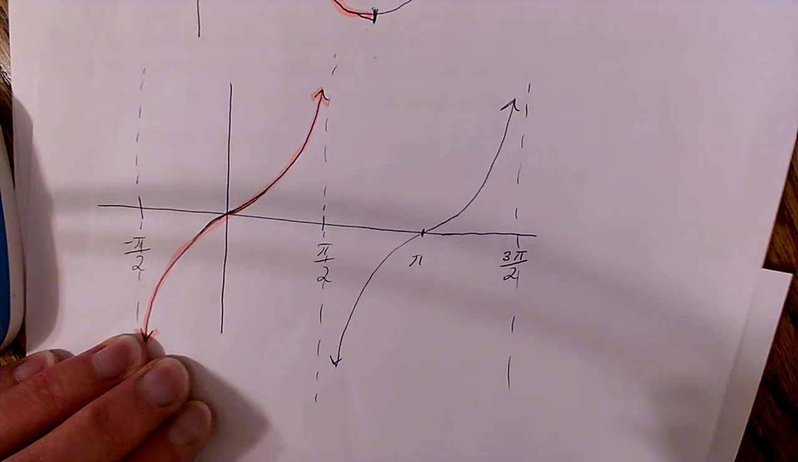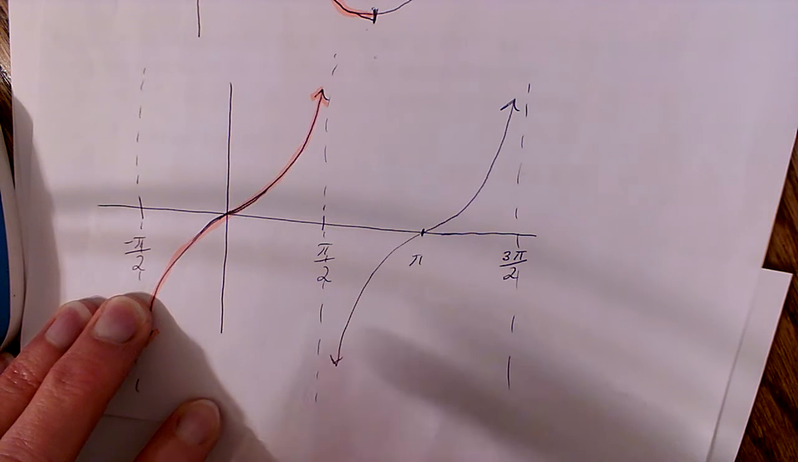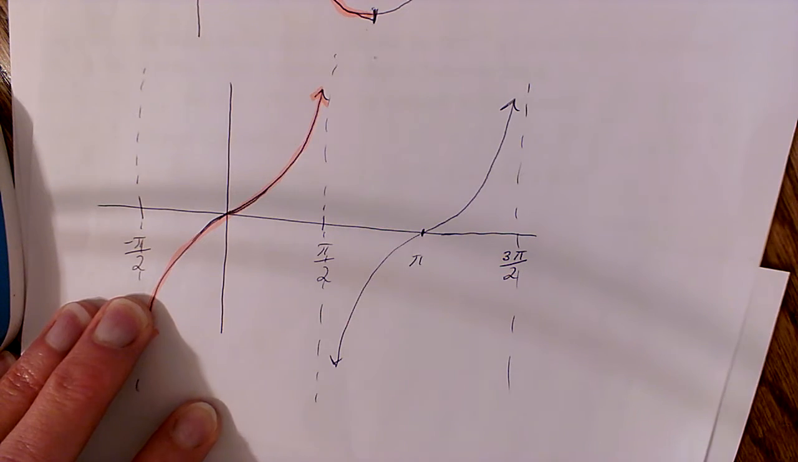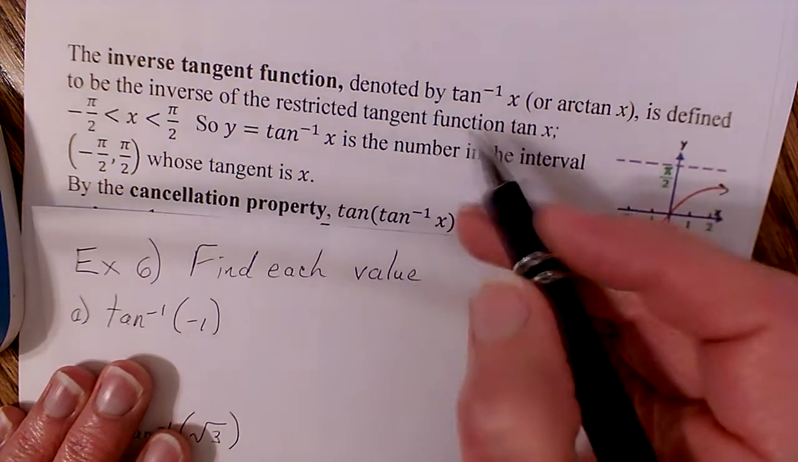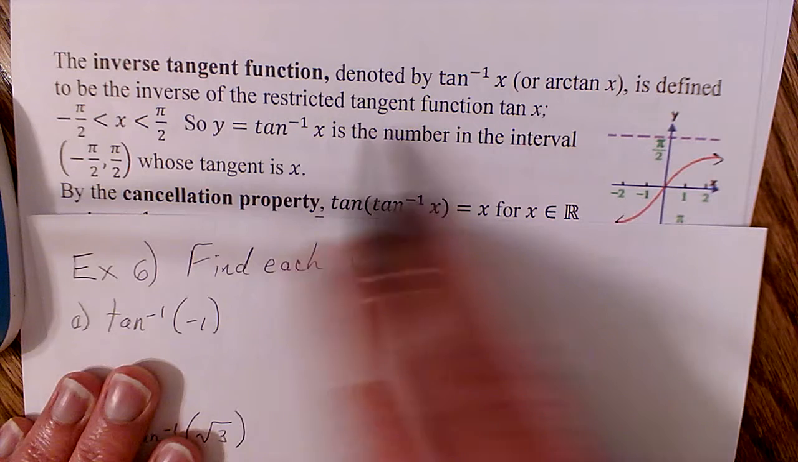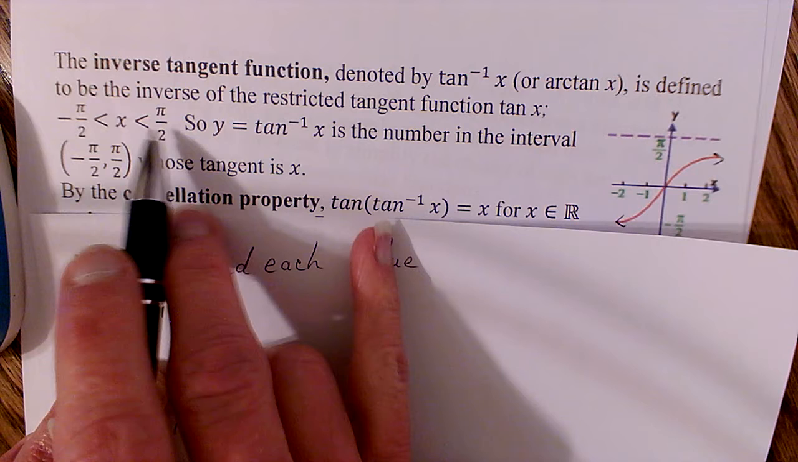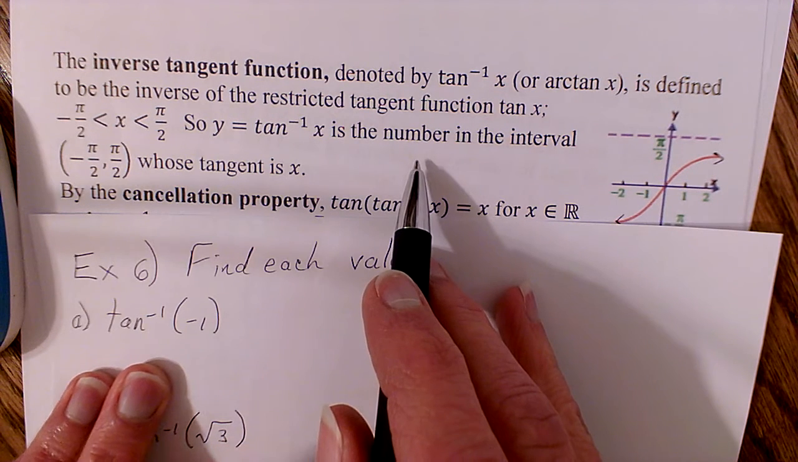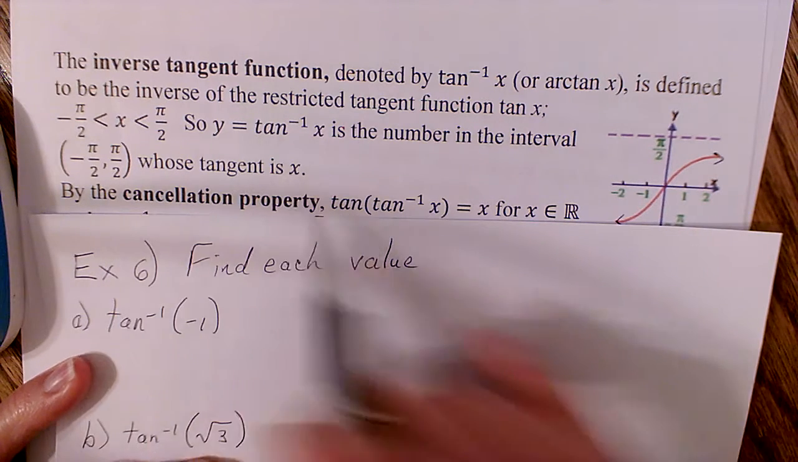And that is not including the negative pi over 2 and pi over 2 because our tangent function is not defined at those two values. But all the values in between those two angles we would use to define this. And so our inverse tangent function, which is denoted in this way, and is also the arctangent, is defined to be the inverse of the restricted tangent function when we're restricting our tangent function to run between negative pi over 2 and pi over 2. So inverse tangent of x is the angle, the number in the interval from negative pi over 2 to pi over 2 whose tangent is x.